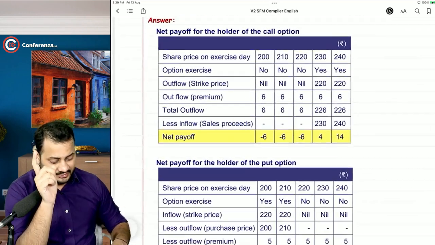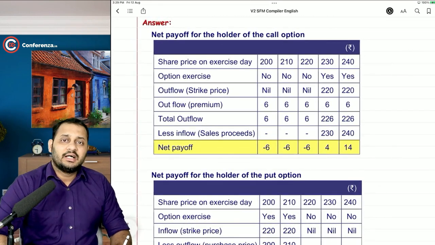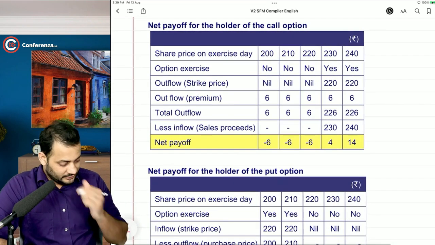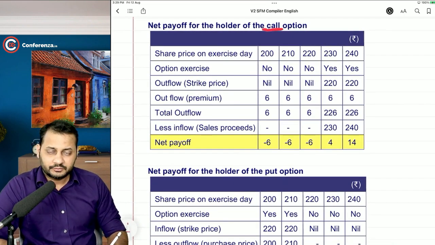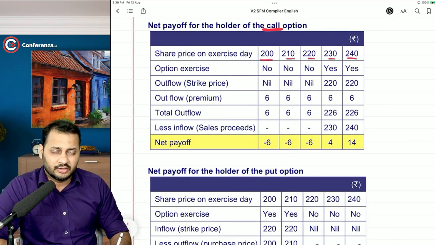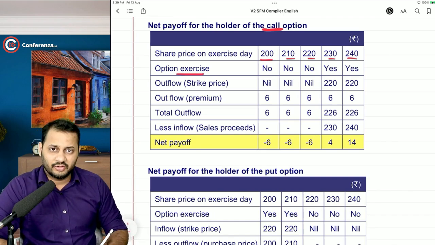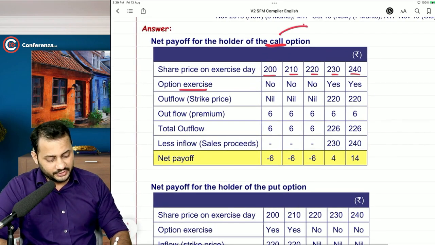One. Second thing, there are some mistakes in the answer by the institute. What are the mistakes? I will tell you. See, let's consider the call option. The share prices on the different days, the expiry day, are given to you. What will happen? Will the option be exercised or not? See, simply, the call option is exercised.